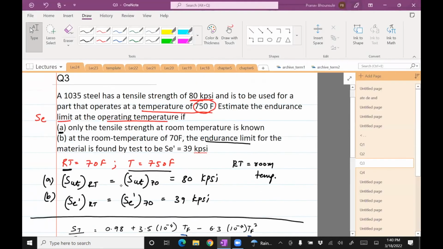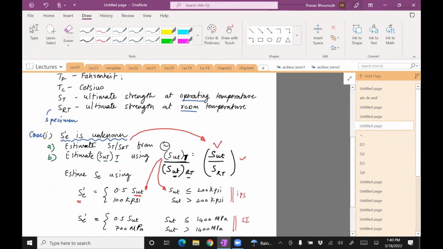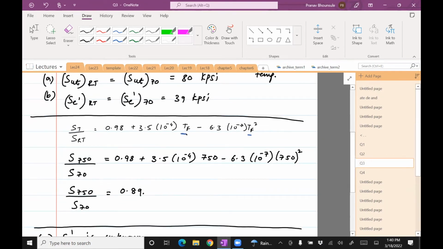So let's go back and see this. Okay, so if SE prime is unknown, first estimate this ratio, which we've already done, it's 0.89. Then compute SUT at operating temperature using this formula. So the ratio of SUT to SUT at room temperature is whatever we had computed. There's a mistake here, this should be ST. My bad. It should be the same as that. Let's go here.